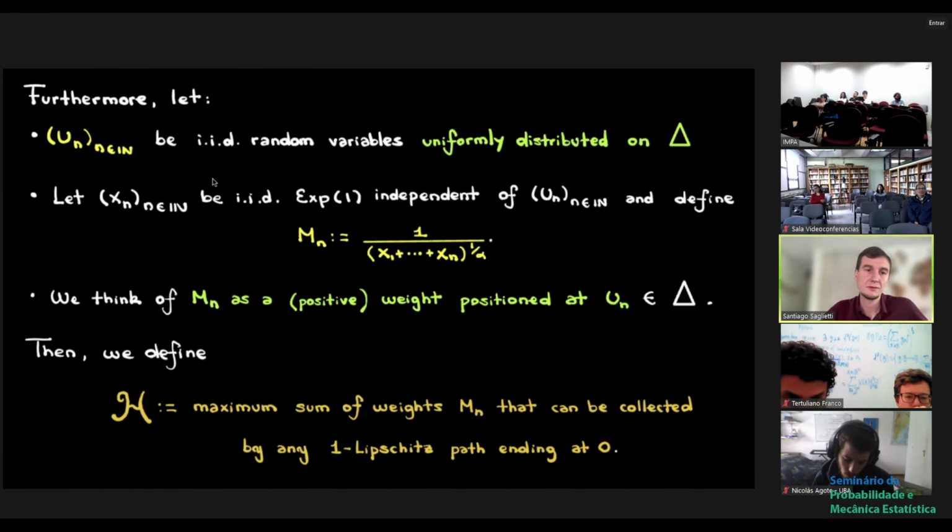For those of you who are familiar, this is actually like a last passage percolation problem, which is not on a lattice, but on a continuous triangle. The points are now distributed uniformly on the triangle, and we have something which looks like a last passage percolation problem, in which the paths are not just increasing paths like they usually are, but they are 1-Lipschitz in this case. So that's the definition of H.